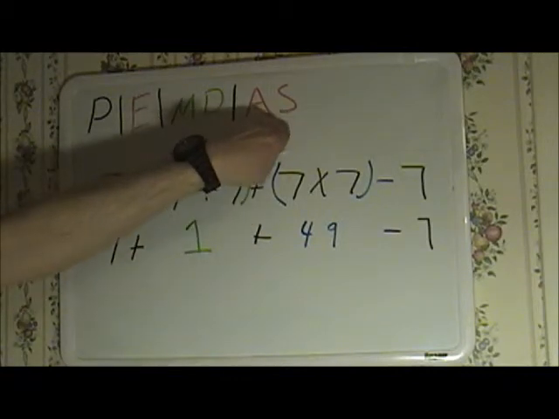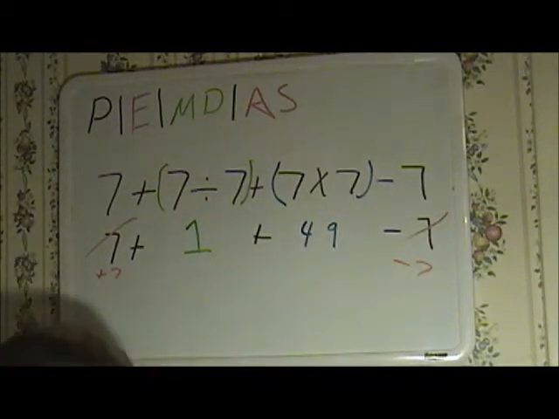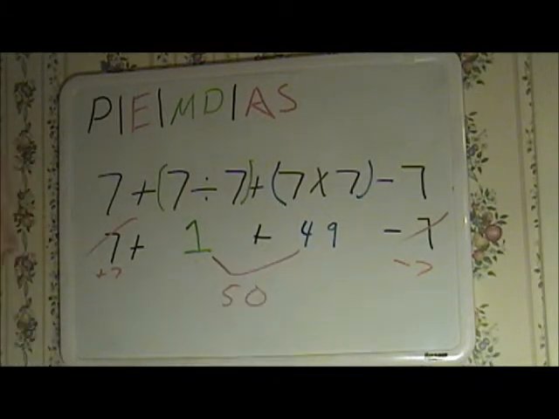Now we can move to this level of our operations where we add and subtract. So if you look, whoever made this problem did something nice and convenient for you. They put you a positive 7 and a negative 7. So those two just cancel out. So you're left with 49 plus 1, which when you add it together, you get 50.